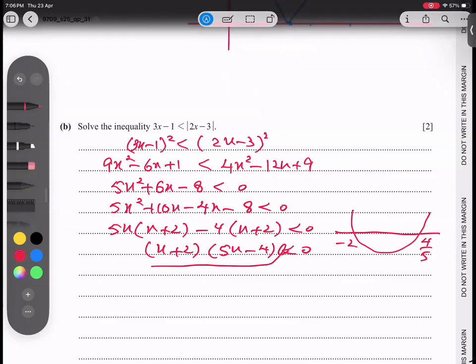Because how to read lesser? Lesser means inside. So basically we have these values, x less than 4 upon 5, and x is more than -2 over 5, -2.